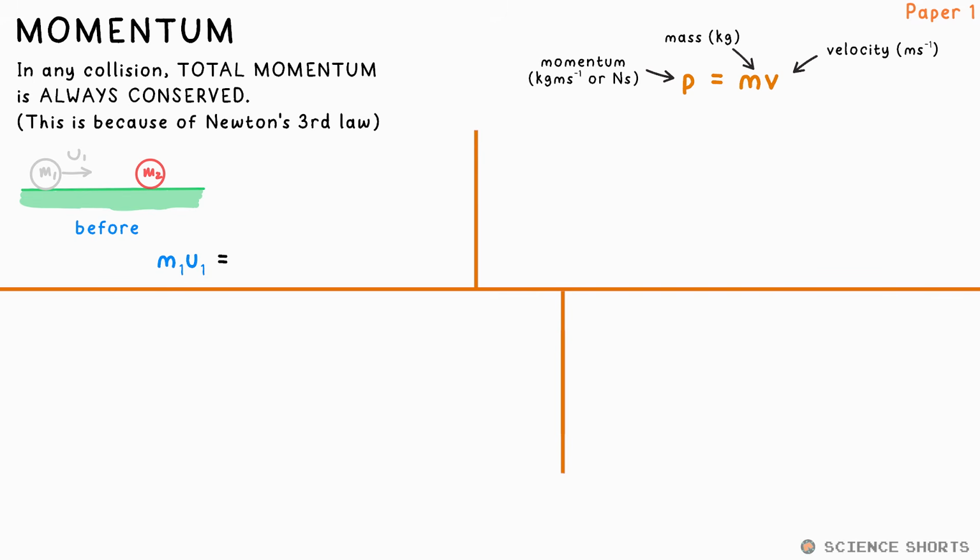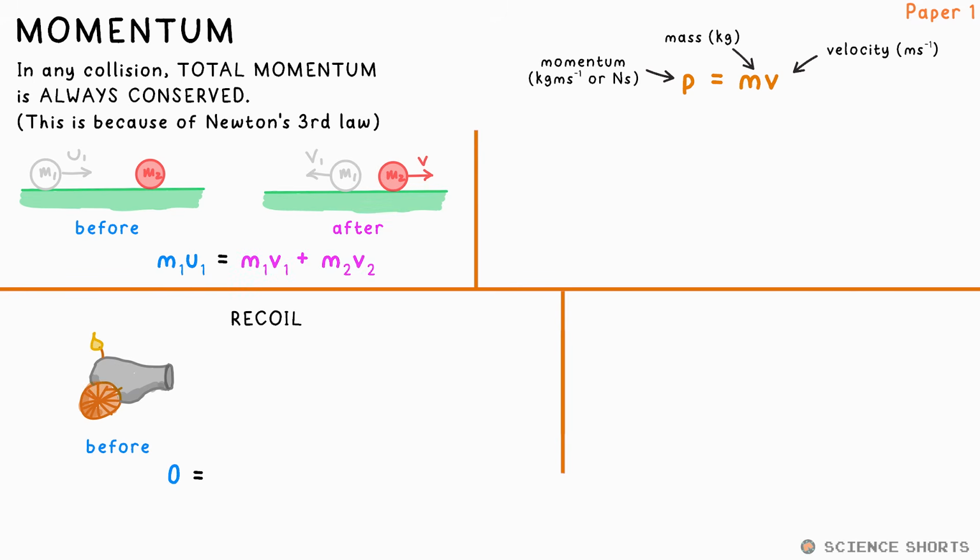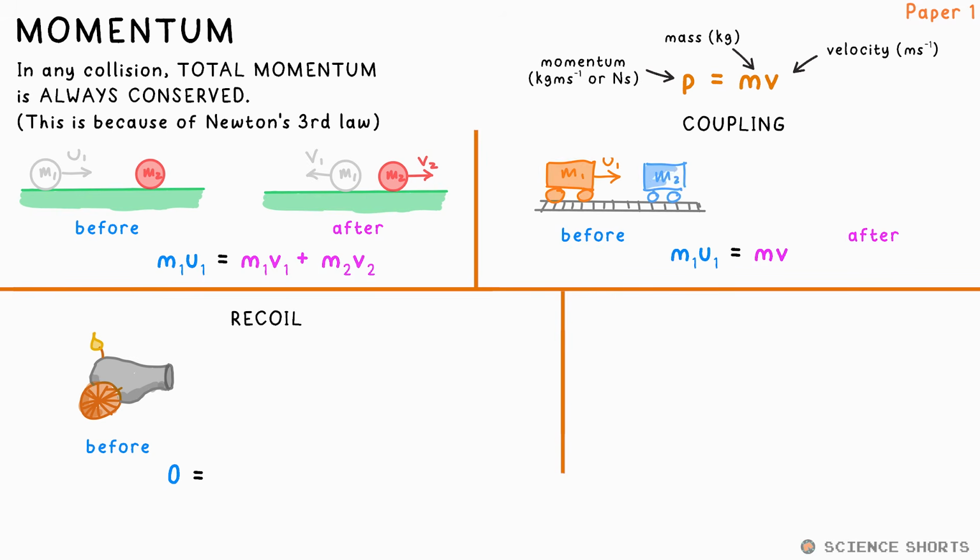You write down M1U1 if there's just one object moving to begin with. Remember U from suvat, we can use it here too. And add on M2U2 if there's a second object moving to begin with too. This then is the total momentum before the collision, before the event. This could also be 0 if nothing's moving to begin with, say a cannon about to fire. Then all we have to say is that this is equal to the total momentum afterwards, M1V1 for one object, plus M2V2 if there's a second object moving too. If they've coupled together, we just say M times V, where M is the total mass of the two.